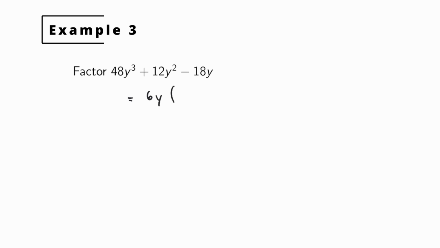And then left over, we will have 8y squared plus 2y minus 3. So now we have a quadratic trinomial. Okay, so in this case, a is 8, b is 2, and c is negative 3, which means AC is negative 24, and b is 2. So we're looking for two numbers whose product is negative 24 and whose sum is b.